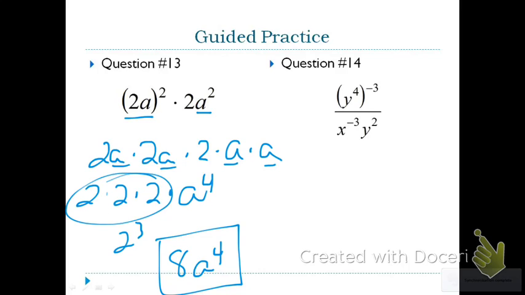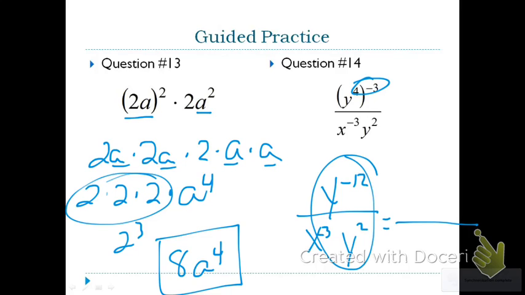In question 14, here we have 4 y to the fourth to the negative 3. You would multiply just those two together. So on our numerator we have y to the negative 12th, over x to the negative third, y to the second. Now let's take care of our negatives. Also we have this division of y, so let's take care of that first. y to the negative 12th minus 2. So watch out on this one. This is y, negative 12 minus 2.